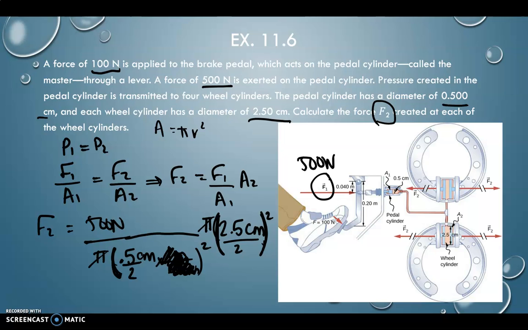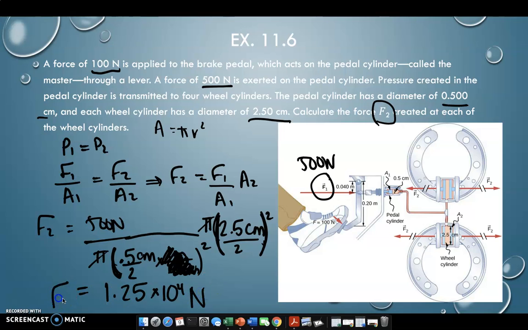Then we can go ahead and plug this into our calculator. So we have 500 times 2.5 over 2, and that should be squared. And then we'll divide that by 0.5 over 2, and that should be squared as well. So our force here that we are left with is going to be 1.25 times 10 to the 4th, and this is in newtons.